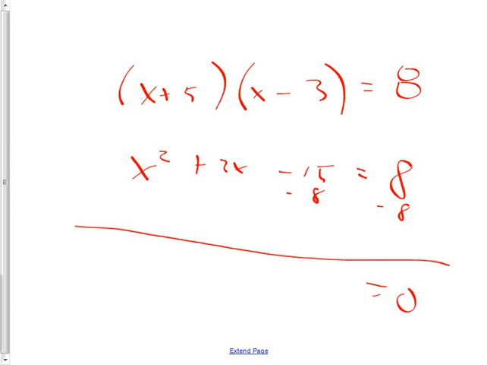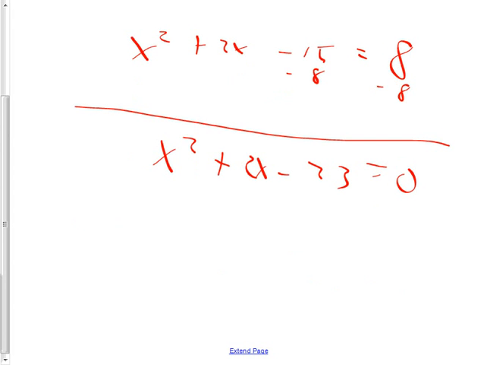And then it equals 0, and then what if this thing won't factor? Sometimes it does, sometimes it doesn't. Minus 23. I think it's right, isn't it? Okay. Then quadratic formula. Do you remember it?